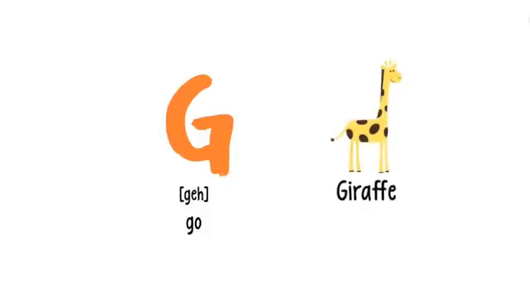G is pronounced like the G in the word go, and the German word is Giraffe, which means giraffe. As you can see, the word Giraffe is written exactly the same way as in English, but the pronunciation is completely different.